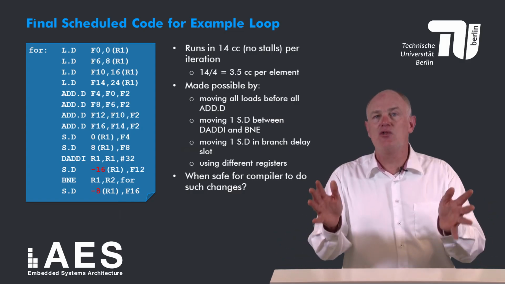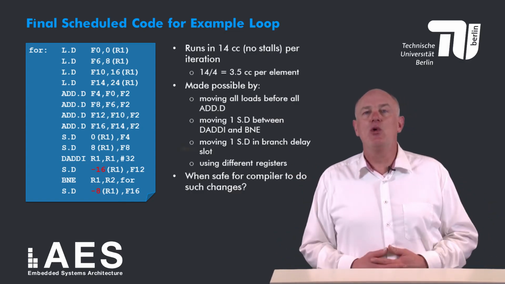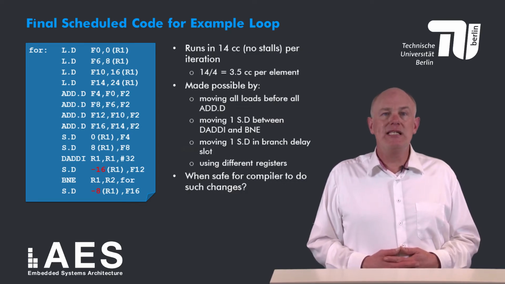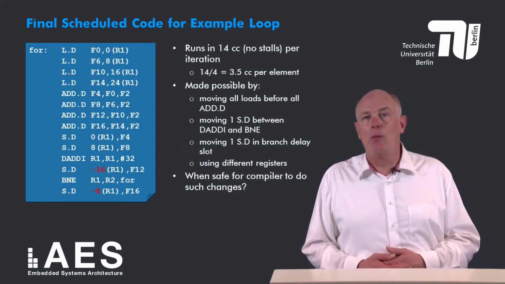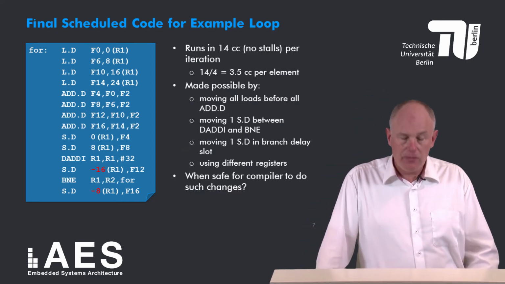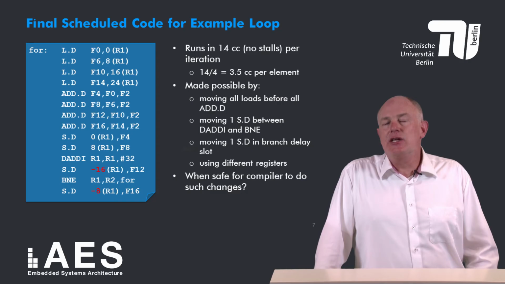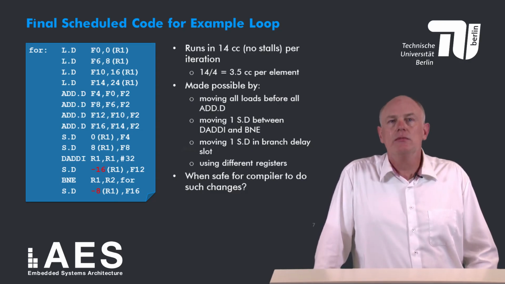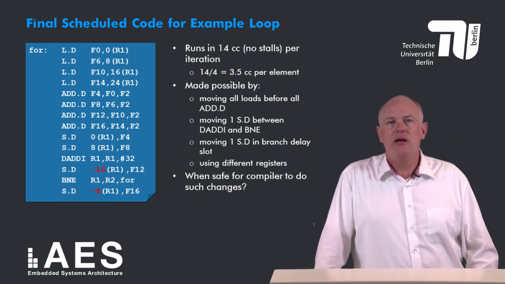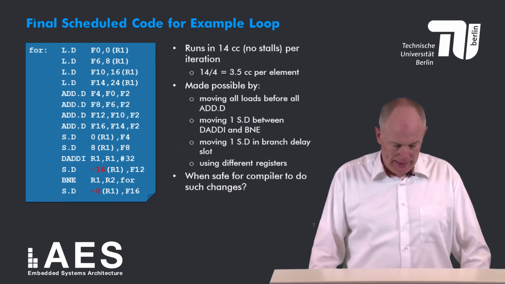But of course, instruction scheduling is in most cases not done manually, but by the compiler. So the question is, when is it safe for the compiler to perform these changes? This slide summarizes the steps that the compiler must perform to reschedule the loop. I will not read from the slide, you can read it for yourself. To make it easier for you to read, I switch to full screen mode now.